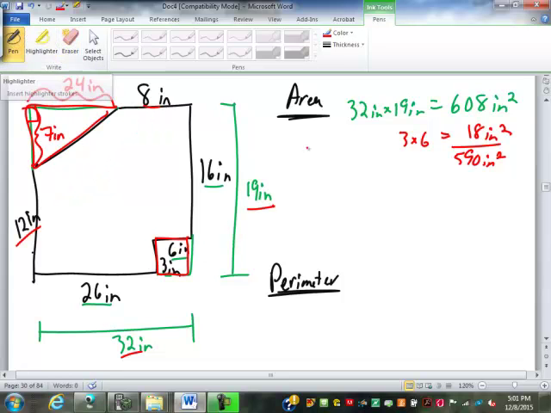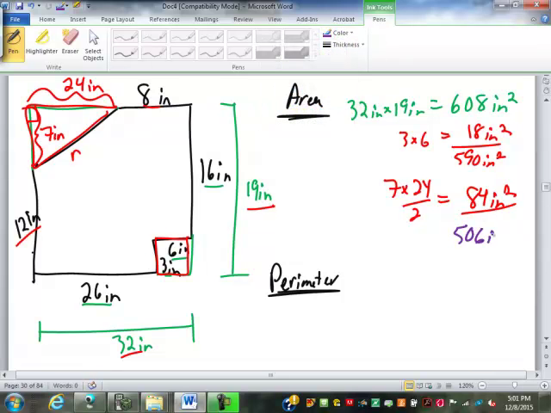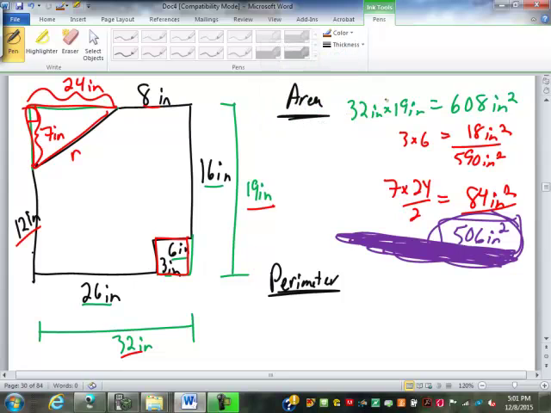So this here is going to be 7 squared plus 24 squared. Oh, don't have to do that yet. Yeah, hang on. That area is going to be 7 by 24 divided by 2, otherwise known as 84 square inches. We subtract that to get 506 square inches of area. Do we have questions on that one? Okay. Perimeter.